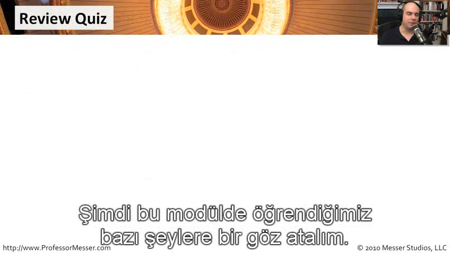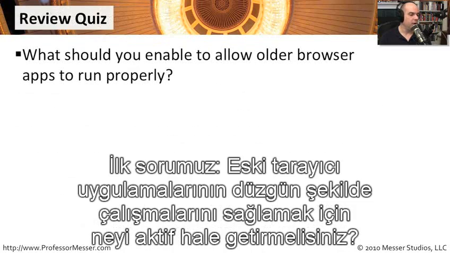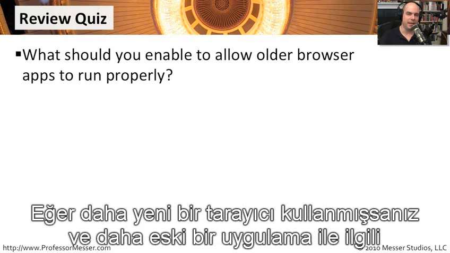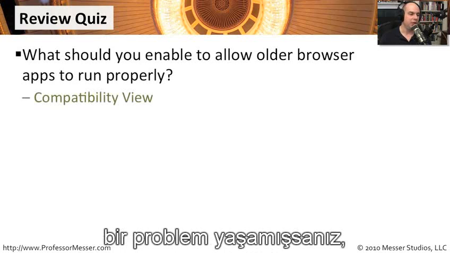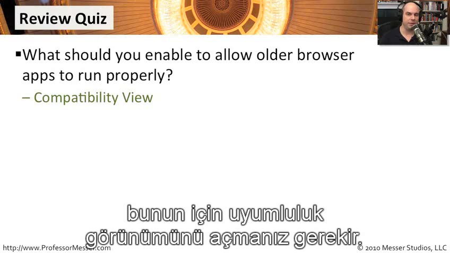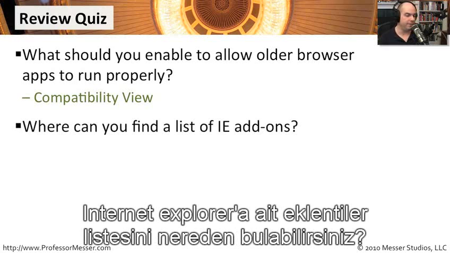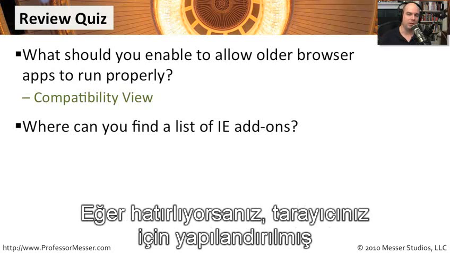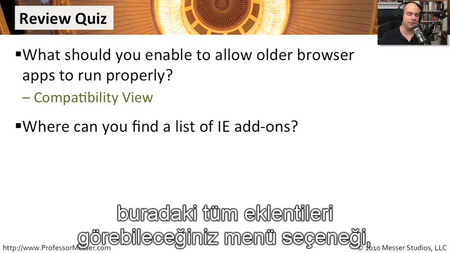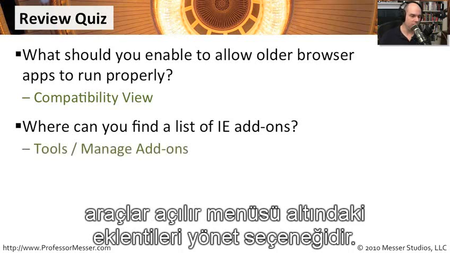Let's review some of the things we've learned in this module. Our first question: what should you enable to allow older browser applications to run properly? If you're using a newer browser and you end up having a problem with an older application, you'll want to turn on the compatibility view. Our second question: where can you find a list of Internet Explorer add-ons? If you recall, there was a menu option you could go to see all of the add-ons that were configured for your browser, and that was under the Tools pull-down menu under Manage Add-ons.